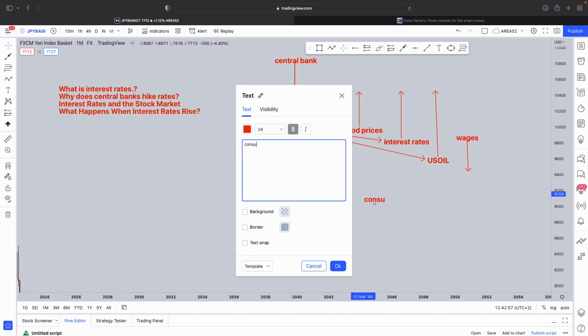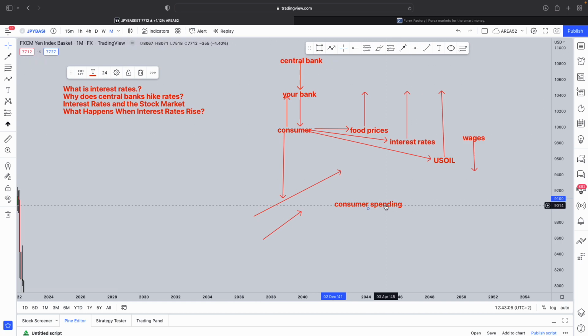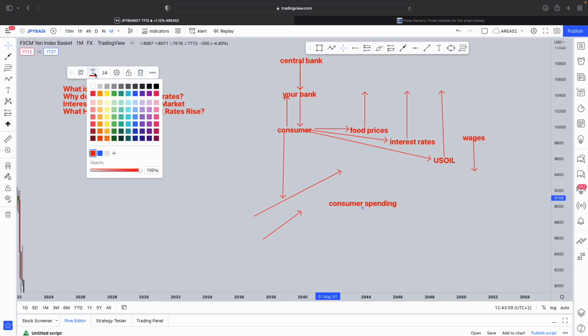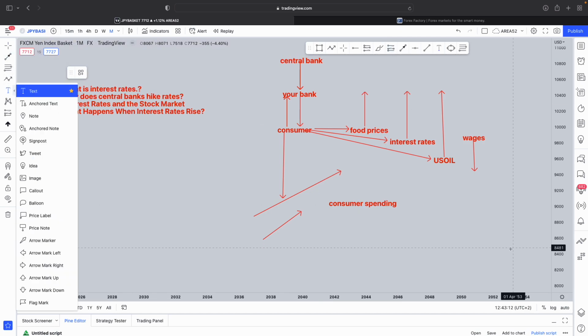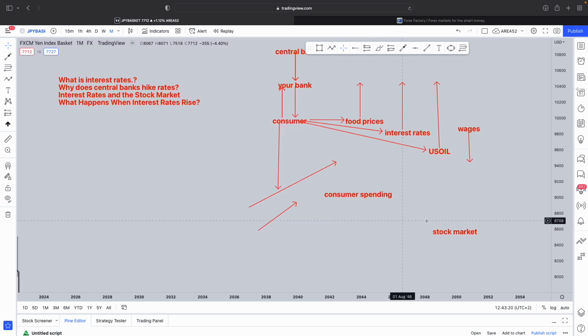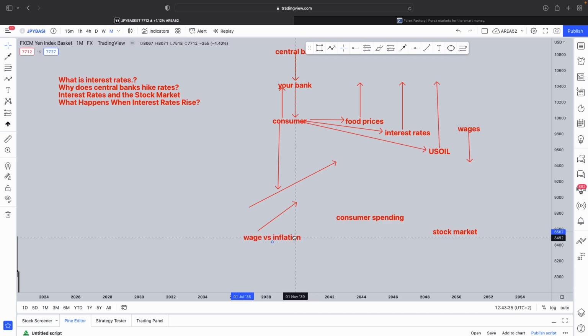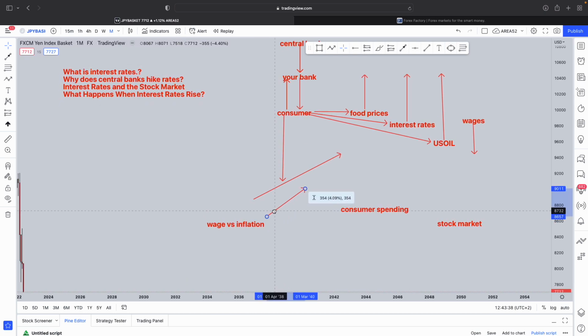consumers. Let's do this as well. Consumer spending. So you have consumer spending, which is the consumer, and these consumers. Let me go here. Sorry about that, guys. Let's go stock market. We have the stock market over here. I've sort of just become an artist myself. So yeah, we've got inflation over here, right? So this is the inflation. So we're going to say wage versus inflation, right? So we have this over here, okay? This is your wages versus your inflation.